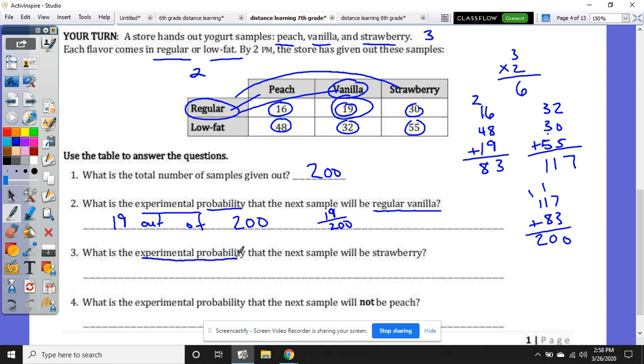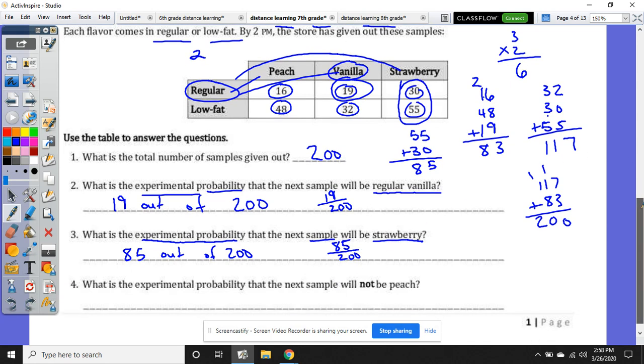What is the experimental probability that the next sample will be strawberry? It doesn't say regular or low fat. It just says strawberry. So I have to look at both of these numbers and add them together. 55 and 30 is 85. So there's an 85 out of 200 chance, or 85 over 200, of getting strawberry on the next sample.